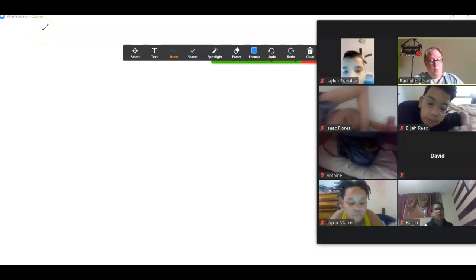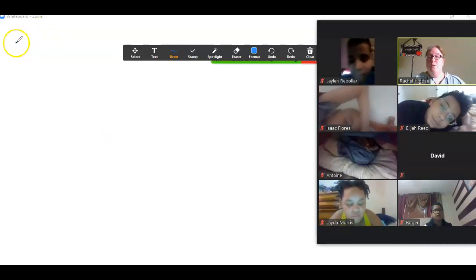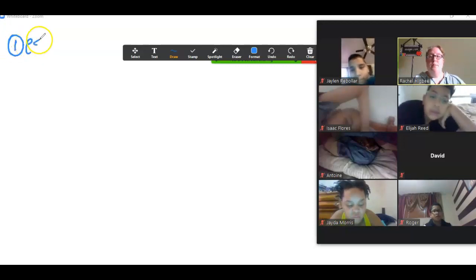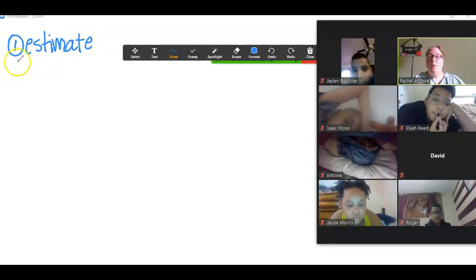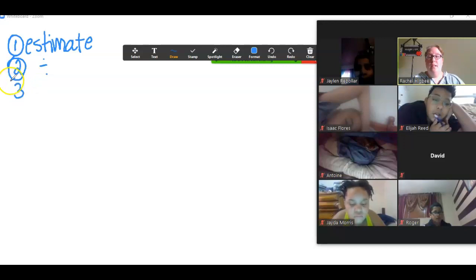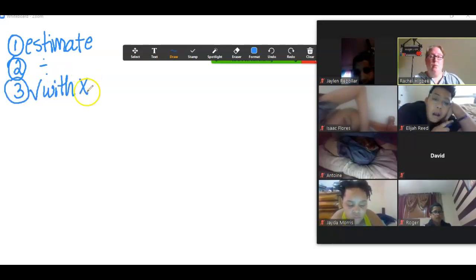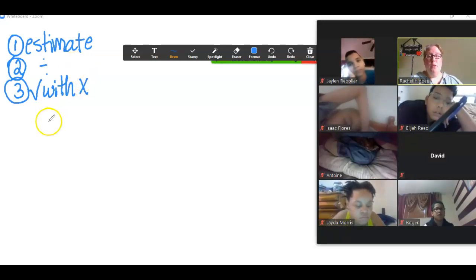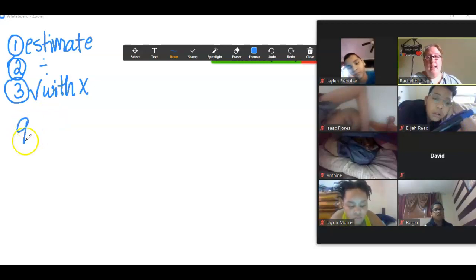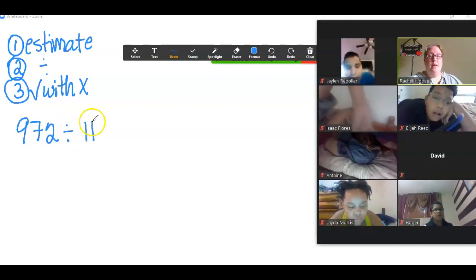All right, so remember that our steps are to first, we estimate. These are the same steps from yesterday. Second, we divide. And finally, we check with multiplication. Okay, so those are our three steps. The first problem that we're going to do together is 972 divided by 11.